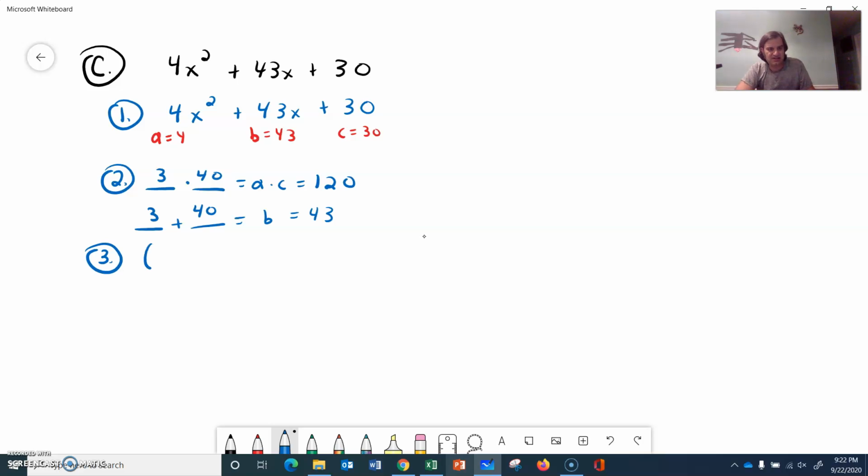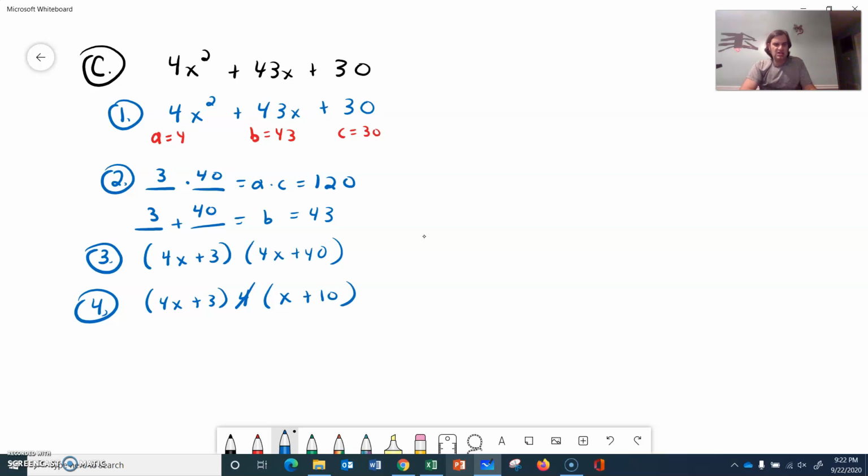So my two factors I set up in step 3 lead with A, so that's 4x plus 3 times 4x plus 40. In step 4, 4x plus 3 does not have a common factor, so I'll just bring it down. 4x plus 40 has a common factor of 4 that I'm going to throw away, which will leave x plus 10. Going back to step 1, we did not pull anything out, so step 5 is our final answer: 4x plus 3 times x plus 10.